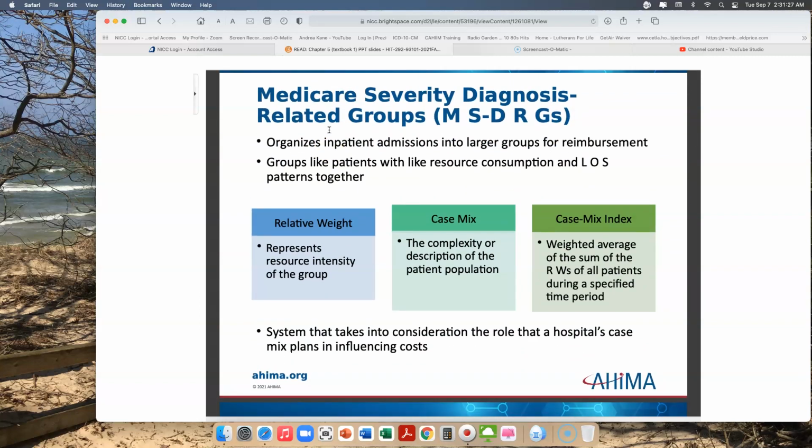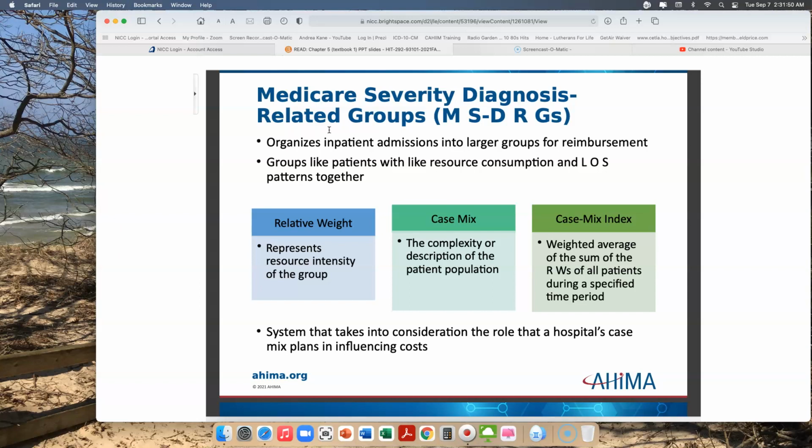IPPS uses Medicare Severity Diagnosis Related Groups, or MSDRGs, to determine payment, or reimbursement, I should say. They organize inpatient admissions into larger groups for reimbursement. They group like patients with like resource consumption and length of stay patterns together. So the relative weight represents the resource intensity of the group.